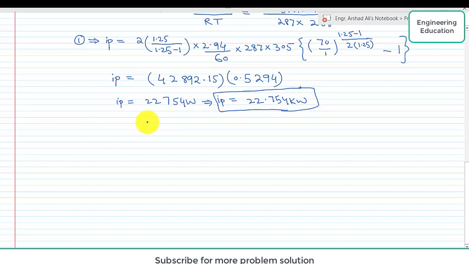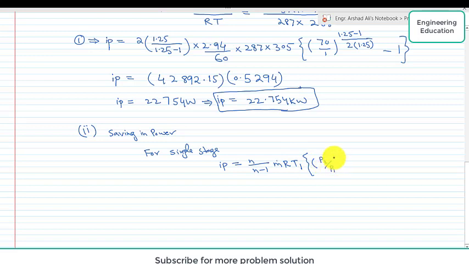Second, we have to find the saving in power. So for that, first we have to find the single stage indicated power. After that, then we will be able to find the saving in power. So for single stage compressor, the indicated power is equal to n over n minus 1 m dot R T1 into (P2 by P1) power (n minus 1) over n.